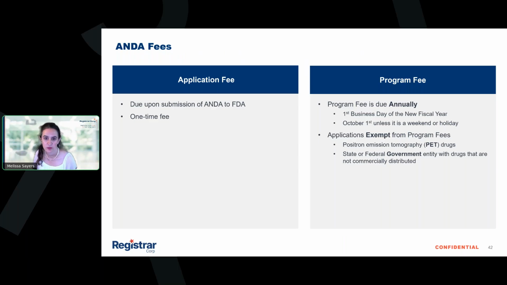There are some exemptions from program fees, just like with the facility fees. Applications are for positron emission tomography drugs, and those are submitted by state or federal government entities for drugs that are not commercially distributed. Sponsors of applications are going to need to budget for this tier of fees. Note that holders of ANDAs who also manufacture their own drugs do have to budget the facility fees in addition to these fees.